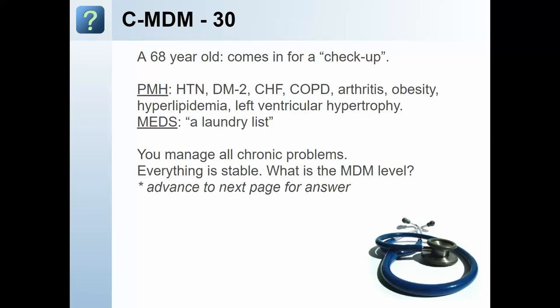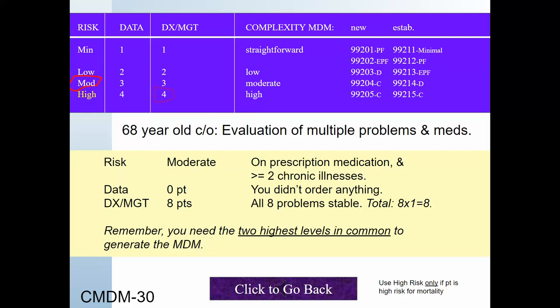Everything, thank goodness, is stable. And you're just there for checking up and reviewing the medicine lists and making sure things look good and seeing what you have to order. What's the level of medical decision making in this particular case? What do you think? Well, again, patients on prescription medicines and they have greater than or equal to 2 chronic illnesses, automatic moderate risk, easy.